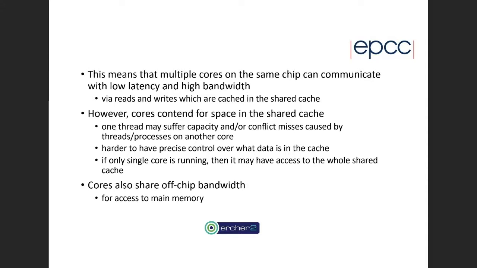So what does this mean? Well, it essentially means that multiple cores on the same chip can communicate with each other with pretty low latency and high bandwidth, because this is happening by reads and writes which are cached in the shared cache. On the other hand, cores will also contend for space in that shared cache. So a thread may suffer from cache misses caused by threads on another core. In some sense, that makes it harder to have precise control as a programmer over what data is in the cache.